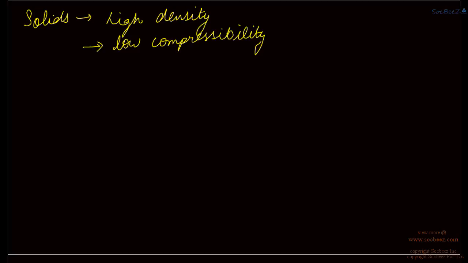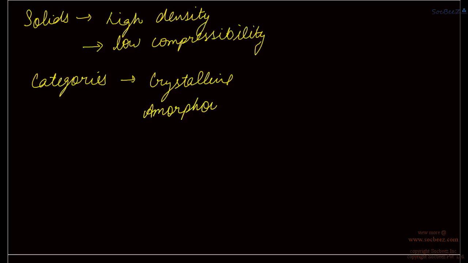Now, solids are divided into two categories known as crystalline solids or amorphous solids. Amorphous solids are solids like glass. They lack a regular three-dimensional arrangement of atoms. Therefore, if I draw the diagrams of crystalline and amorphous solids, they will look like this.